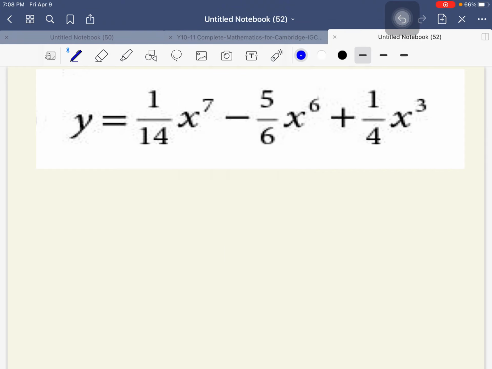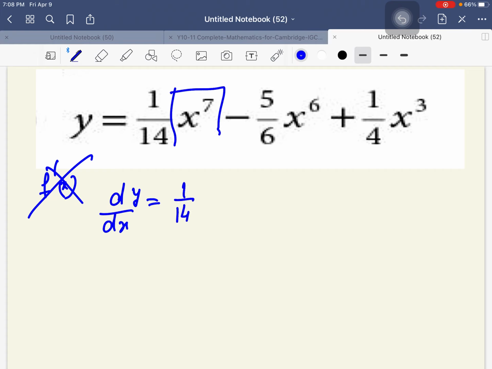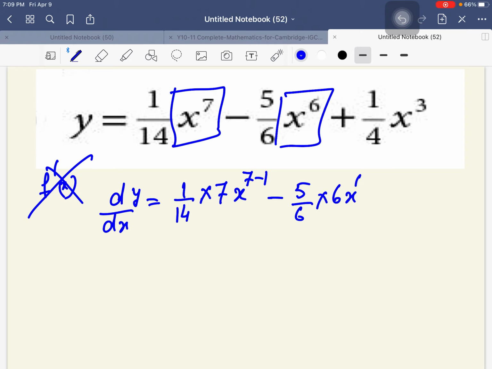Now in this case, we are given y as a function. So we should not write f'(x) here, because the function is denoted by y. So we should write d/dx of y. 1/14 is the coefficient. We write it like this, 1/14. Applying the power rule, 7 comes in front, reduce the power by 1, 7 minus 1. Minus 5/6, the coefficient. 6 comes in front, power reduced by 1. Plus 1/4 as a coefficient. 3 comes in front and the power is reduced by 1.